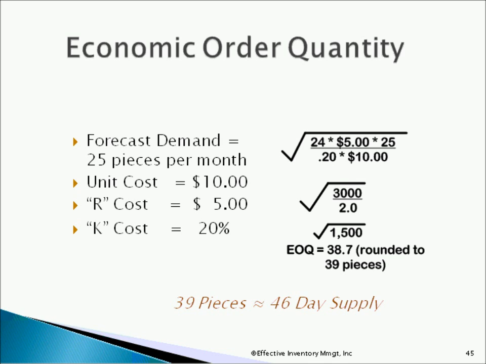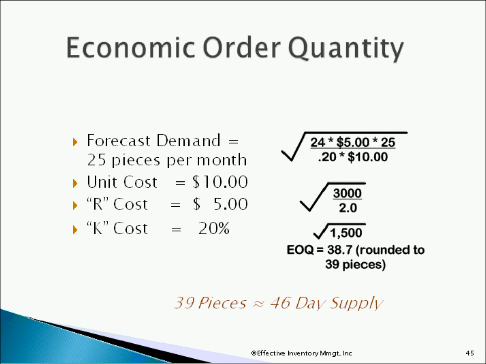Now, we're going to look at 3 examples. In this first example, I'm going to sell 25 pieces a month. This item costs $10 per piece. I have a cost of replenishing inventory of $5 per line item, and a carrying cost of 20% per year. That's typical right now for a firm in Southern California. Now, if I put those numbers into this equation, I will get an economic order quantity of 39 pieces, which represents about a 46-day supply.